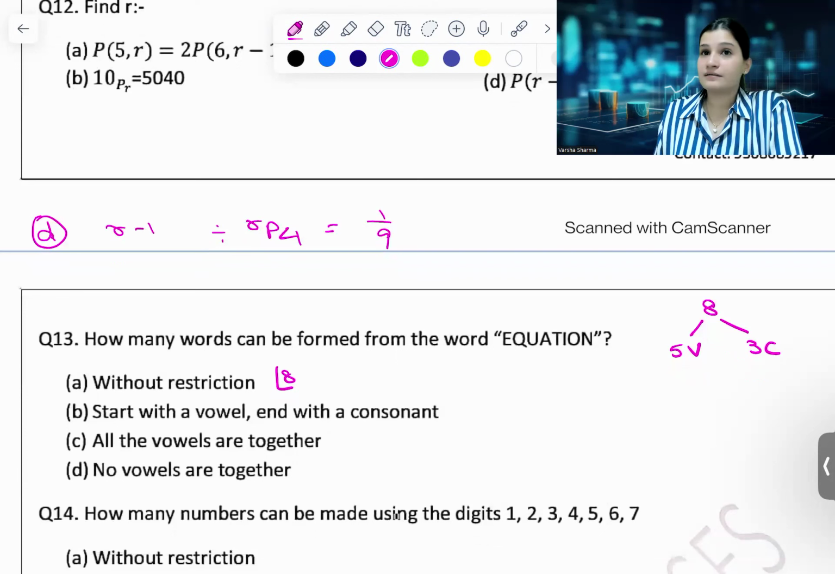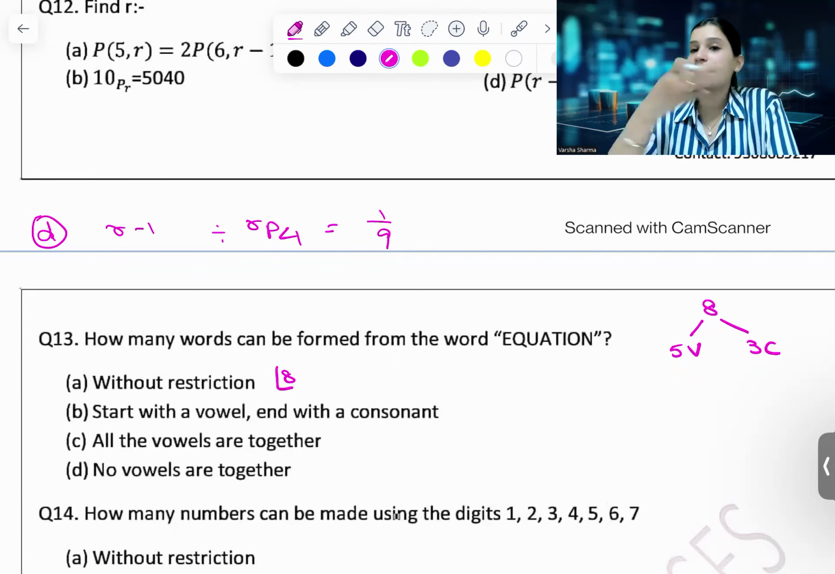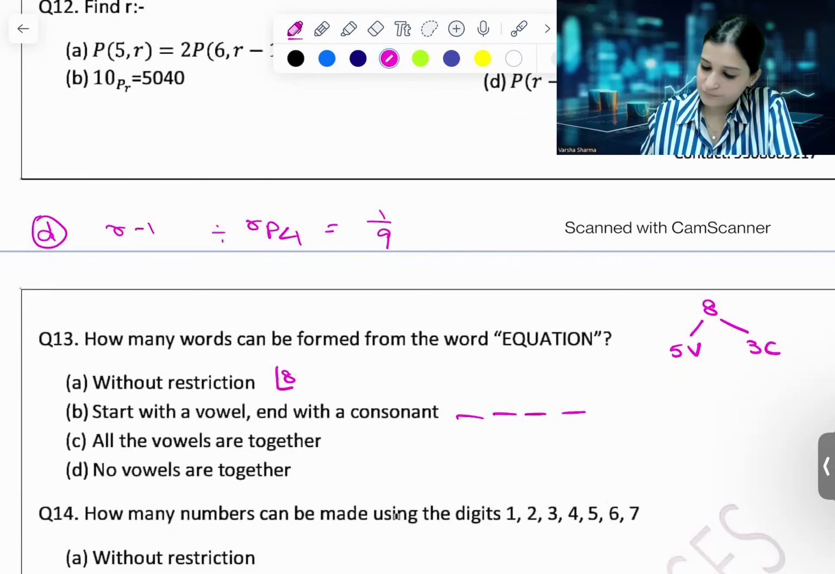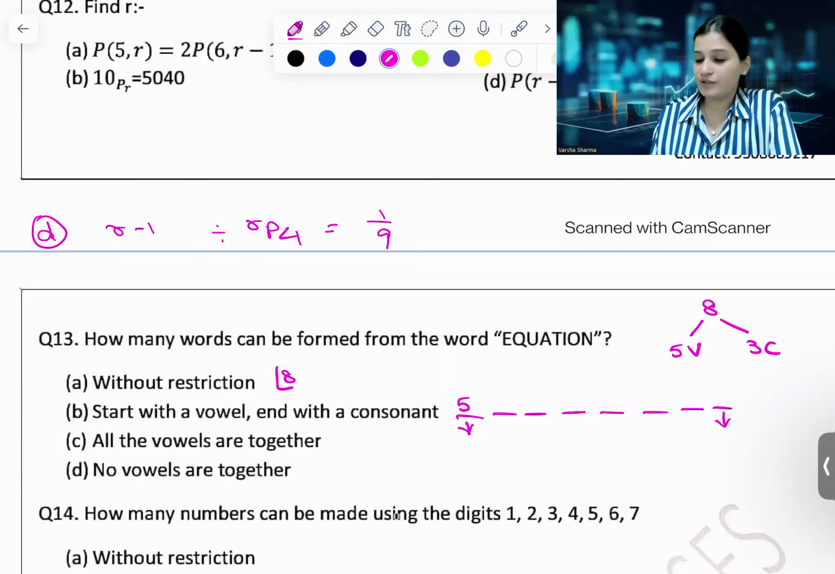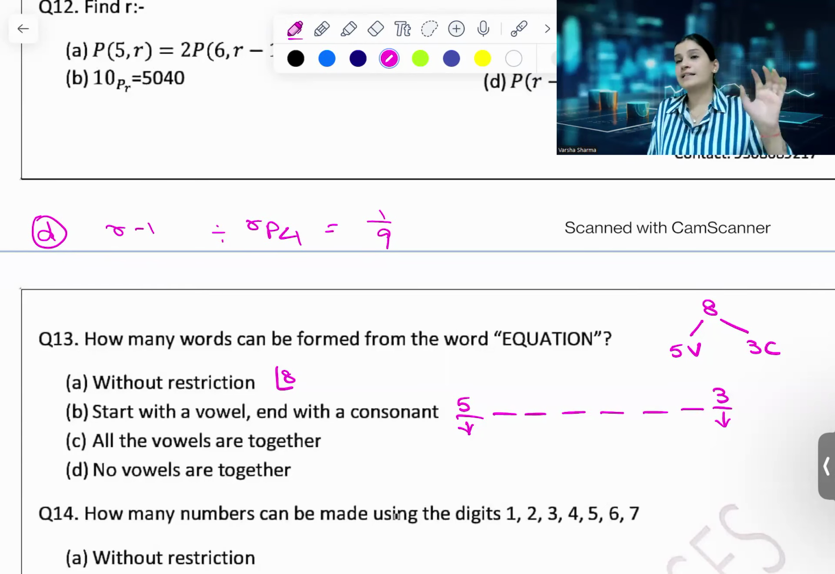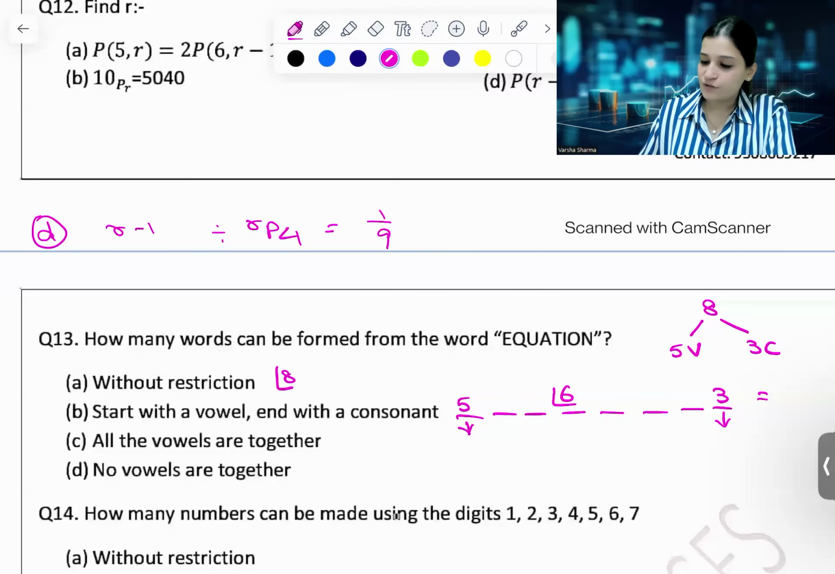Then the next one. No, we need to calculate. We have to do the entire calculation. We can't stop at factorial. Start with a vowel, end with a consonant. So there are 8 positions. The first position has to be filled by a vowel. So there are 5 options. The last place has to be filled by a consonant. So there are 3 options. Now, one letter sits in the first place, one letter sits in the last place. There are 6 remaining. Those 6 can be arranged in factorial 6 ways. So 15 into factorial 6.